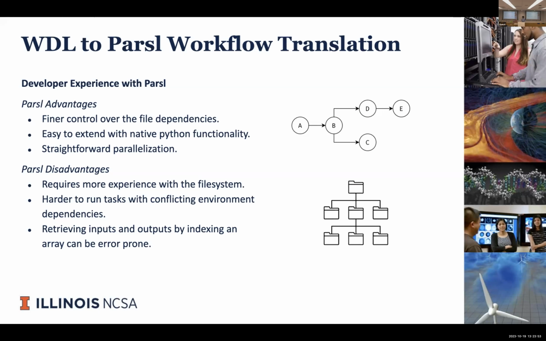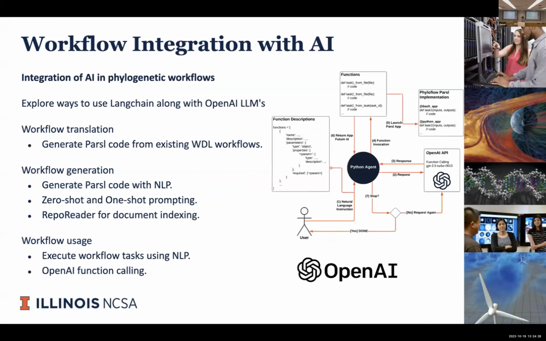The disadvantages were that it requires a little bit more experience with certain file systems, and if you have conflicting dependencies in the background operating at the same time, it can cause more points of failure, but that was honestly more of a time constraint than anything. We only had a summer to work on this, so I don't think that's really a huge long-term issue. And retrieving inputs and outputs by indexing arrays was also error prone, but again, I think that was just something that could be worked out by hashing out the logic a little bit better over a longer interval of time working on a project like this.